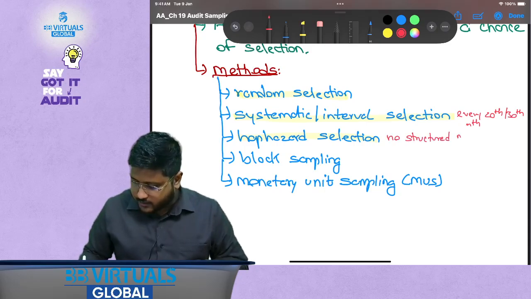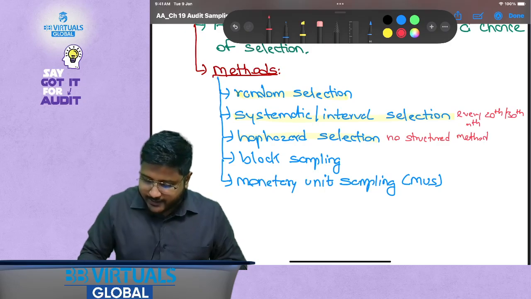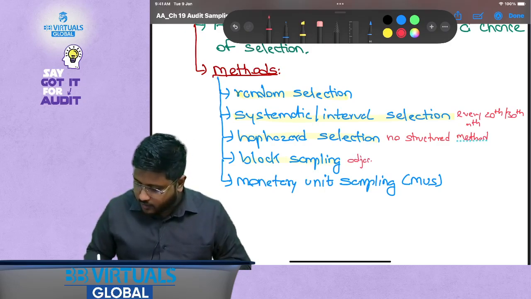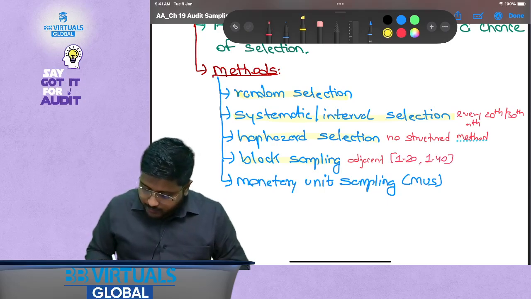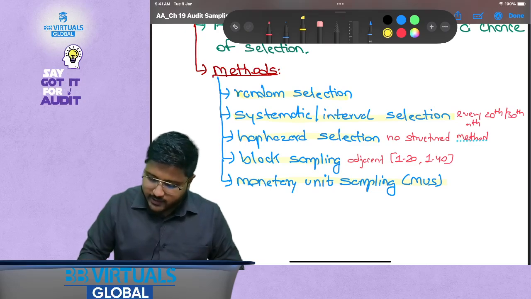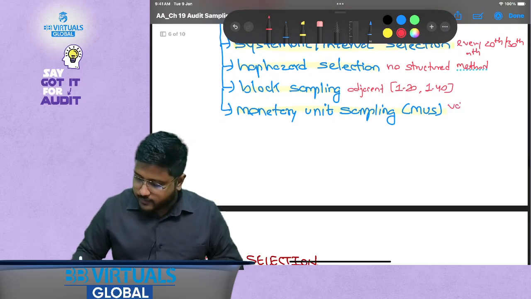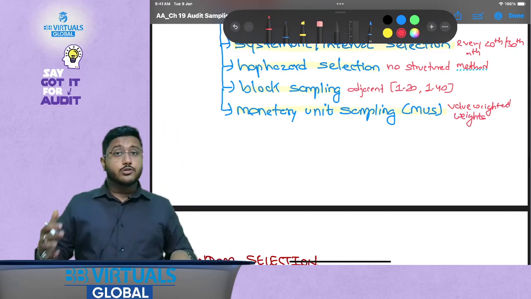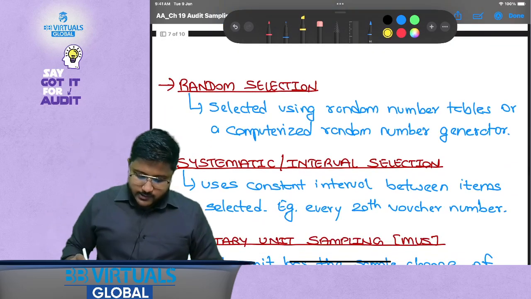Okay, no structured method. When I say block sampling, it means adjacent items are there. The keyword is adjacent. Adjacent as in 1 to 20, 1 to 20, 1 to 40, etc. Monetary unit sampling, that is value weighted. That is an item with a higher amount has more chances of getting selected. Now let's discuss each one of them.